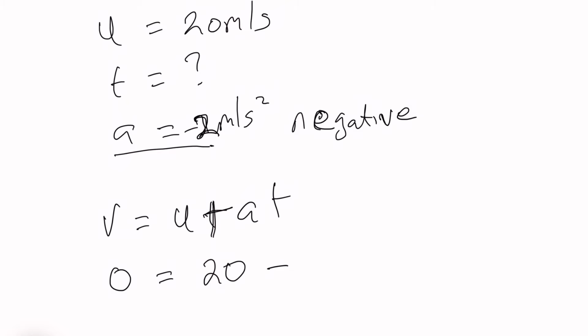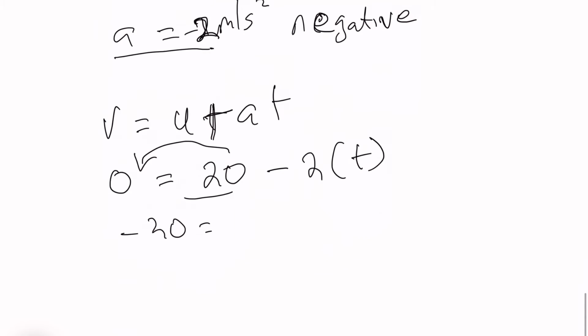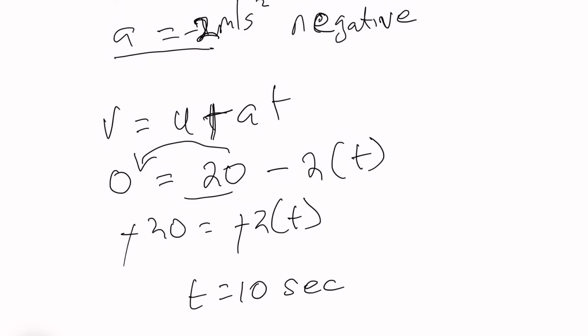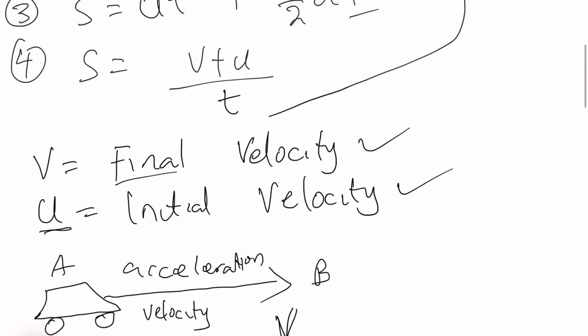This will change to minus. Then we have 2 into t. We are looking for time. So when we solve this, it comes over here. This is minus 20 equals minus 2t. Now this cancels with this. Then we have t equals 10 seconds. So it took the car 10 seconds to complete its movement. So I think our answer is B.